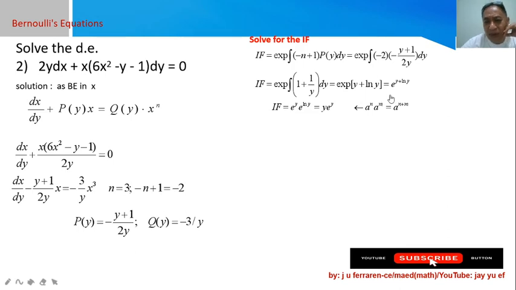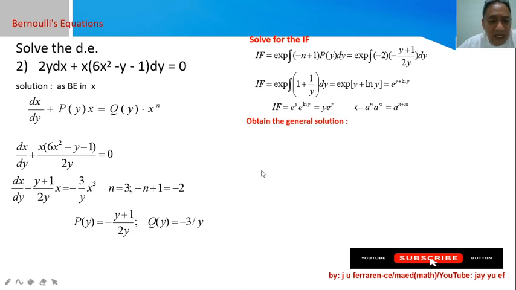So if I'm going to rewrite this with a common base of e, we have exponential of ln y, because y can be written that way. So it is a product of y and exponential y for your IF. Now after knowing that, you can now solve for your general solution. Can you give me the formula for the general solution when that is a Bernoulli in x?